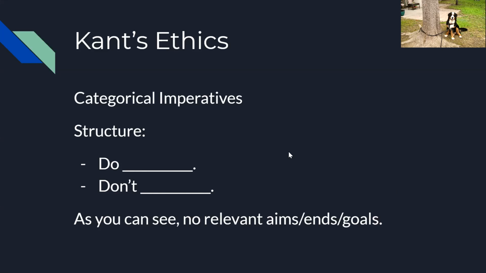So the structure of a categorical imperative, here's an example. Respect your professors and parents and so on and so on. Don't murder people, steal from people, lie to people, etc. Right? There's no ifs, ands, or buts about it.